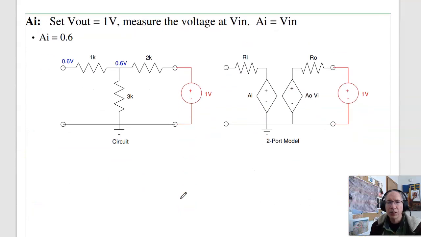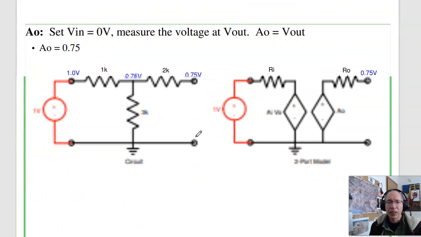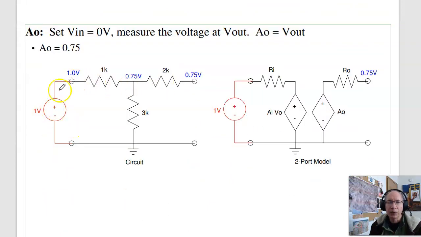The first one, to find AI, I'll apply 1 volt at the output, measure this voltage. By voltage division, it's 3 over 2 plus 3, 3/5 of 1 volt, 0.6 volts. So AI is 0.6. That's one term. To find A out, what I do is apply 1 volt at the input, measure the voltage at the output. So if the input is 1 volt, by voltage division, it's 3/4 of a volt. So if this is 1 volt, I'll get A out. That's 0.75.